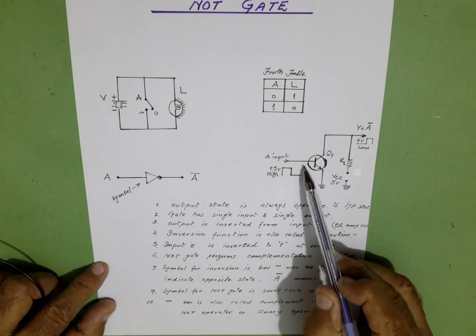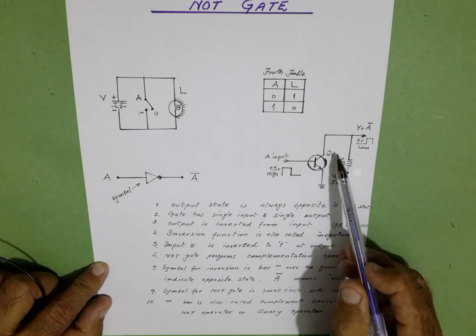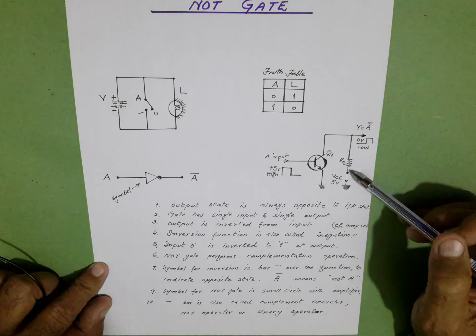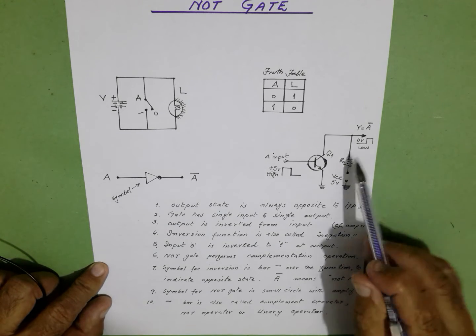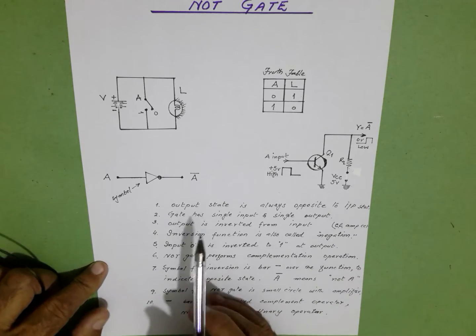Now, when this is reverse biased by applying a logic 0 voltage, Q1 is not conducting, then this positive 5 volt VCC is available in the output with respect to ground.